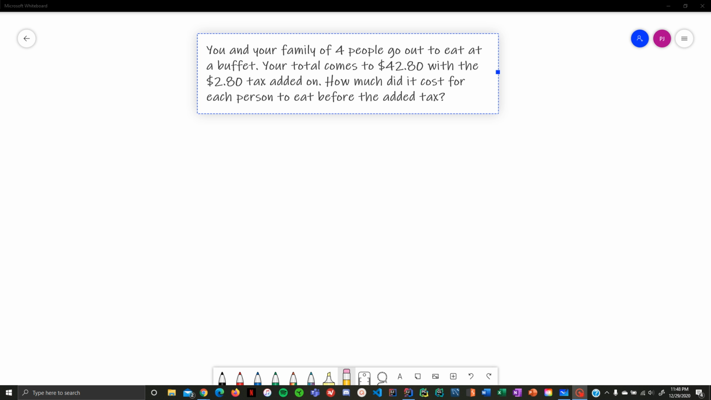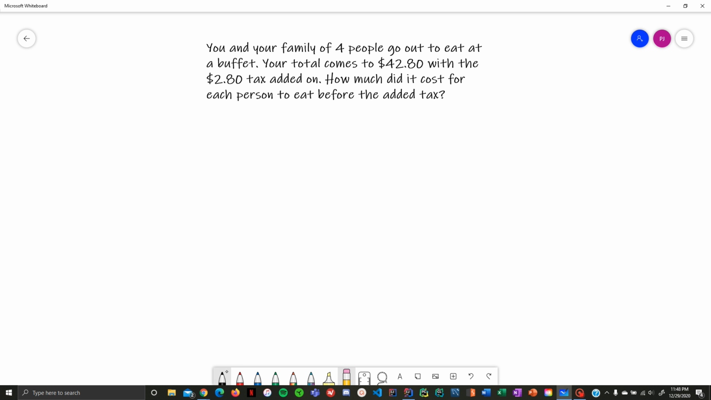Well, so we want to figure out how much it cost for each person to eat at that buffet before the tax was added on. So we're going to set up an equation in order to solve and figure out how much it costs for each person to eat. What was the base rate of eating at that restaurant?